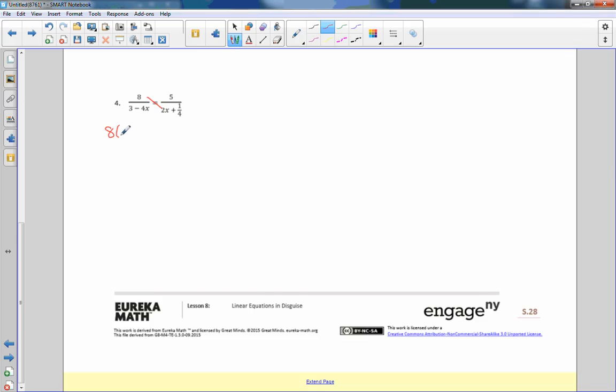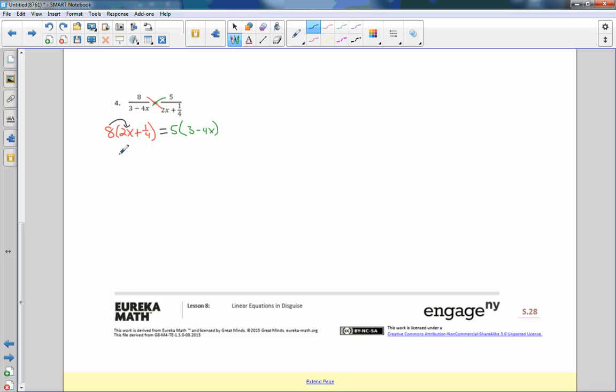So if I go this way, it'd be okay. If I write 8 times 2x plus a quarter, and then equals, I like to have my number first. It doesn't have to be, but I always do it that way. So I'm going to put the 5 first, and then put 3 minus 4x here. I could put a 5 over here, outside the parentheses, and distribute this way. It's okay, but it's not something I usually do. And then we're going to distribute.